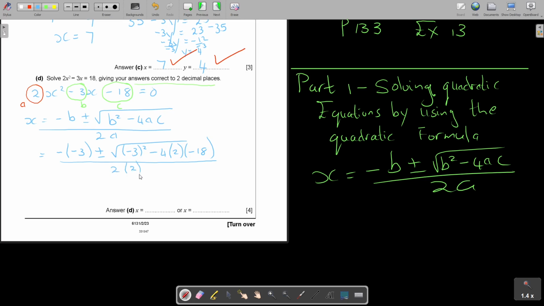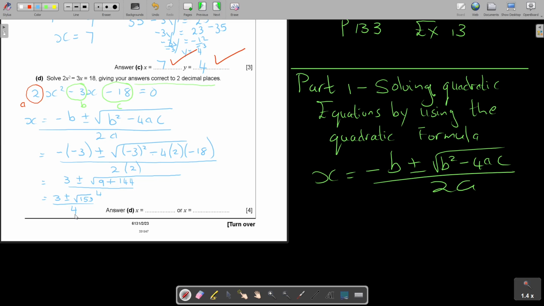And now I can start simplifying. So now I'm going to say, okay, this is going to be 3 plus minus, and this is going to be 9. And then if I multiply, a negative times a negative is a positive. And then 4 times 2 times 18 is 144. And I divide it by 4. Okay, and then I'm going to get 3 plus minus, and now underneath it's 153, and it's over 4.